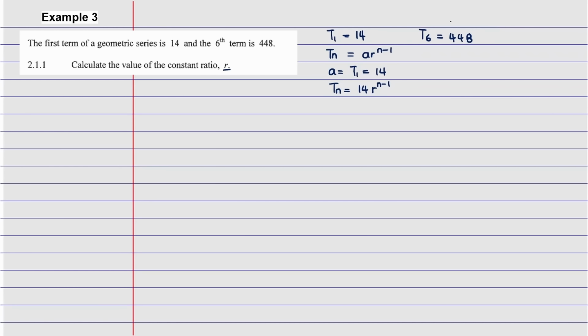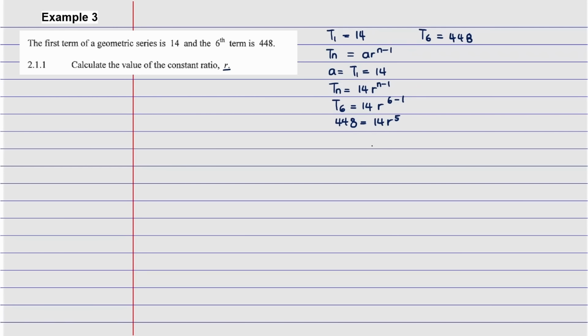Now the nice thing is that they gave us that T6 is equal to 448. So I can substitute T6 here to solve for R, because R is going to be the only unknown. So that's what we're going to do. T6 is equal to 14 times R to the power 6 minus 1. So 448 is equal to 14 times R to the power 5, right?